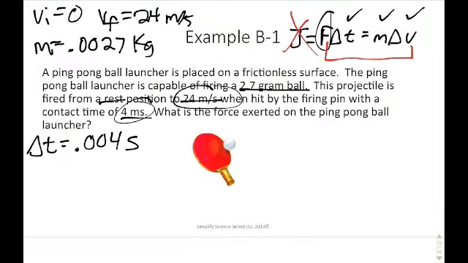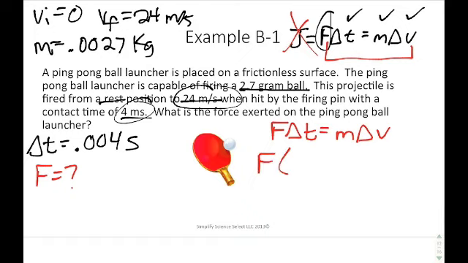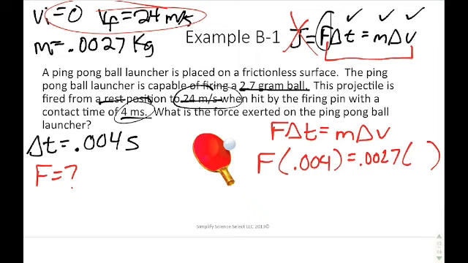I don't want to solve for J at all. I'm not interested in what the final value of the impulse is, nor do I have the impulse. Because of that, I'm going to use the equation F delta t equals m delta v, trying to solve for force. So it's F times 0.004 equals 0.0027 times the change in velocity. Now remember, the change in velocity represents the final minus the initial.